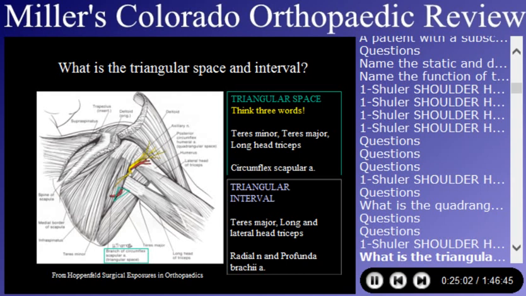Circumflex scapular, and the way I remembered this one, even though it may not work out for the triangular interval, is three words: circumflex scapular artery. Triangular interval is further down. Who's the buddy of the radial nerve? Profunda artery.